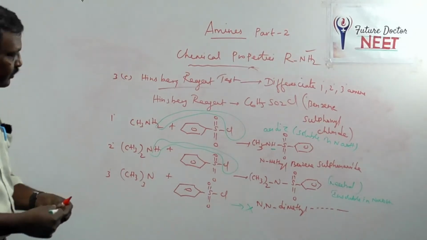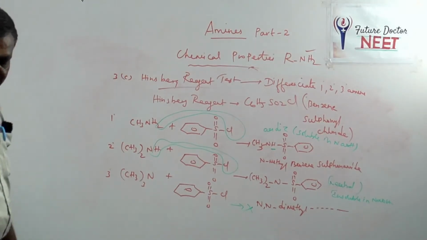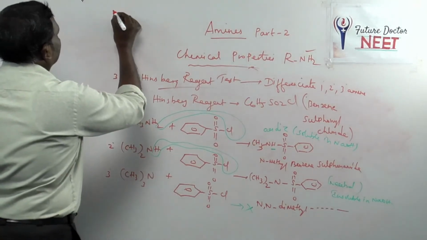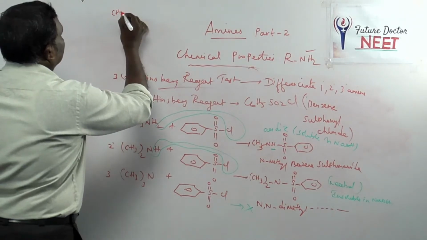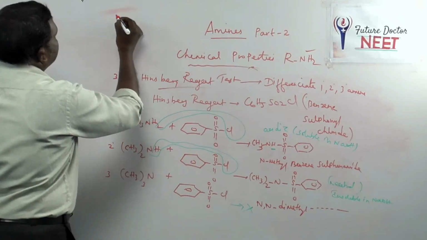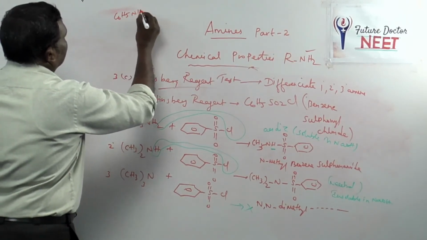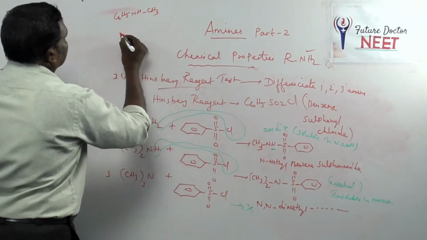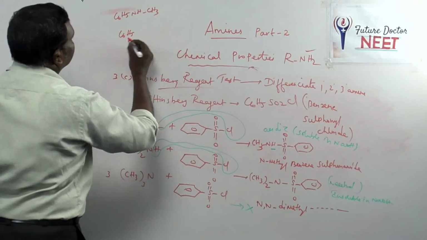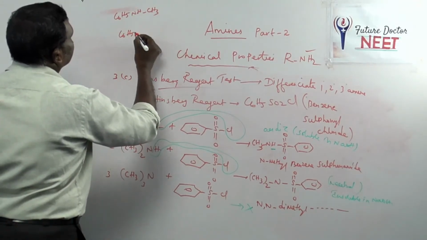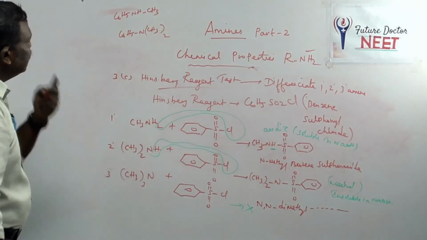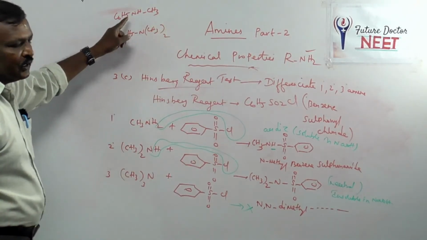Write fast. Questions will be like this. Simple question. Don't worry. Suppose here, you know how to write C6H5NHCH3. Then C6H5N(CH3) twice. What is this? Primary or secondary or tertiary?